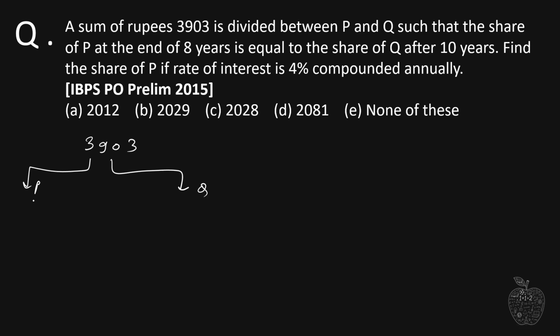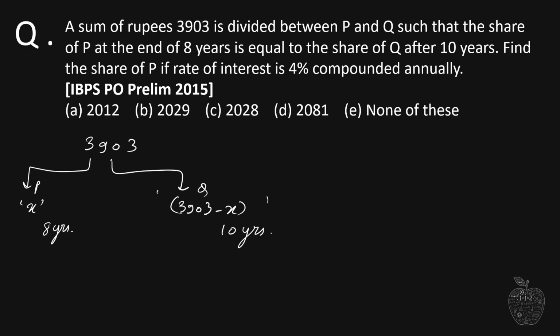Okay, so let's first assume the amount that is invested in P is X. So the amount that Q will get is 3903 minus X, right? Now, the share of P at the end of 8 years, so that means P is invested for 8 years, is equal to the share of Q after 10 years. So this is invested for 10 years.